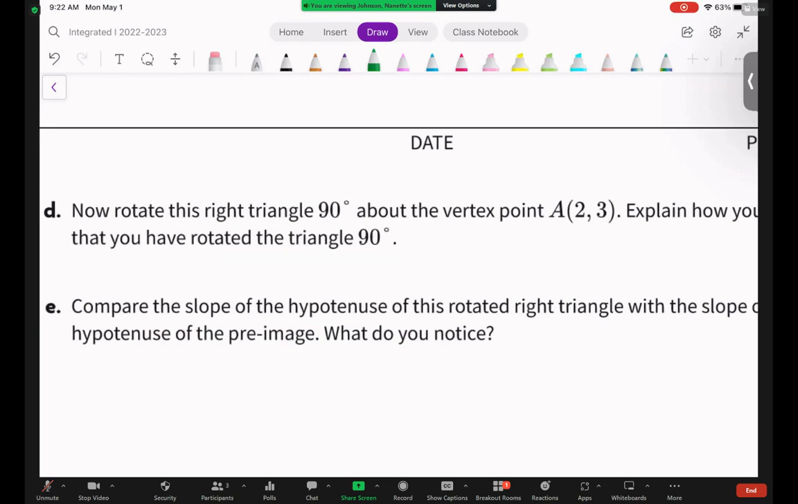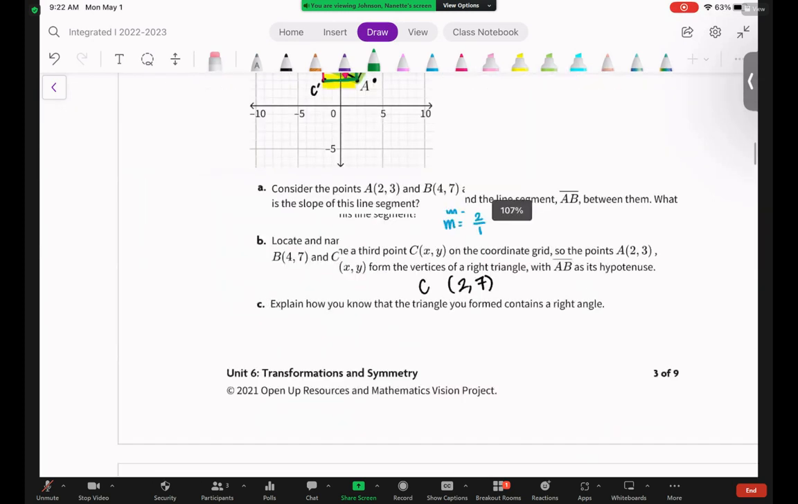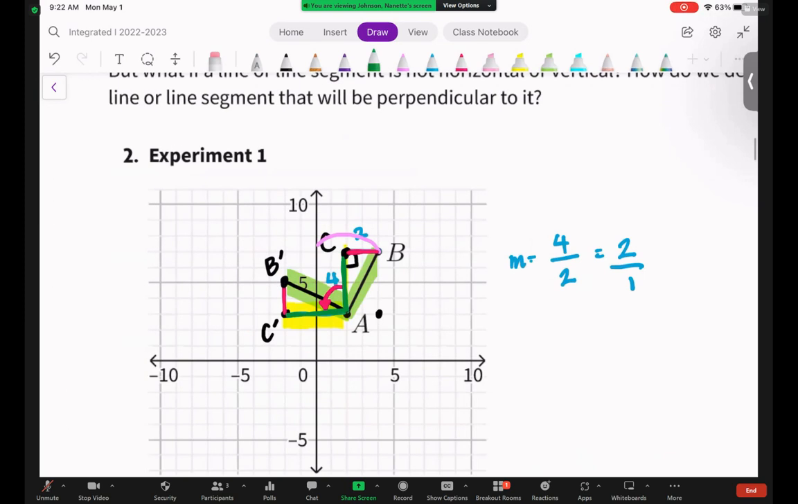And then it says, compare the slope of the hypotenuse of this rotated right triangle with the slope of the hypotenuse of the pre-image. Okay, so now they want you to compare the slopes of AB versus AB prime. Okay, so this is AB. So now we want to find AB prime and find his slope. So let me go AB prime. So what is m equal to in this case? So now find the slope of AB prime. Can you do that?